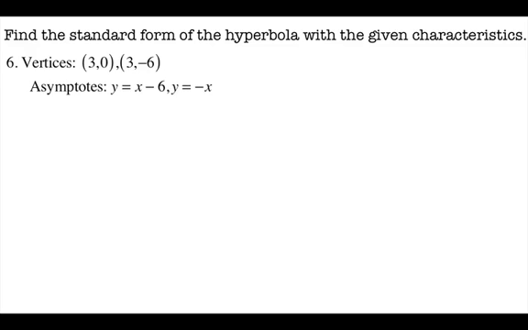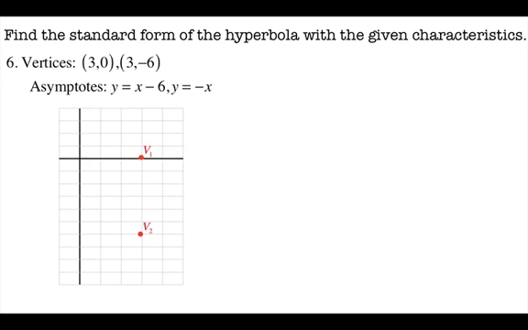Here's number 6. Same directions as the previous slide. I give you the vertices, then I give you the asymptotes. I'm going to go ahead and graph the information here, the vertices actually. And then at this point, you should be able to see that this is going to be opening up and down. So you know it's going to be a positive y something squared. Here's my center, (3, -3). And then from here, I should be able to find my A value of 3.